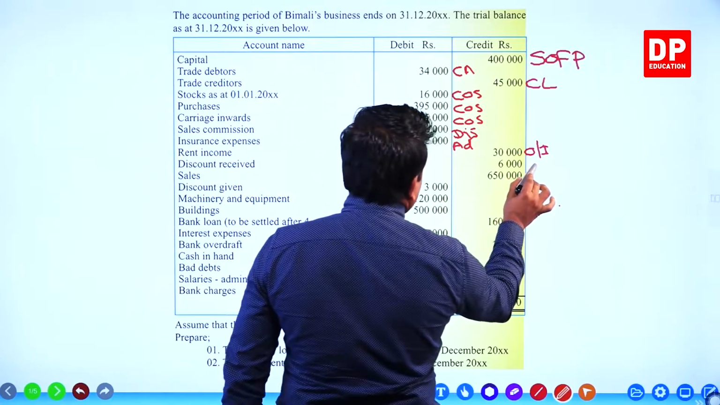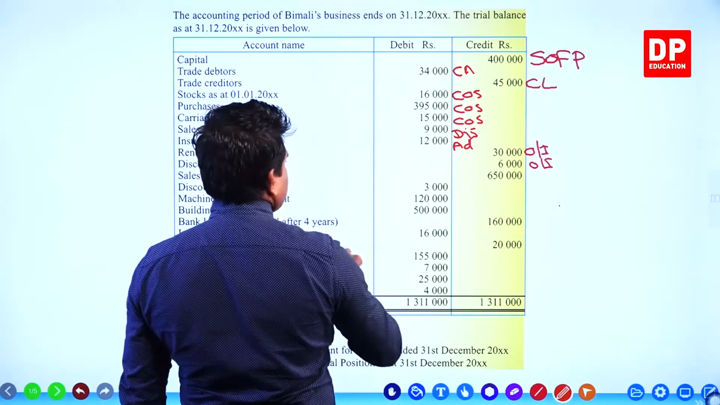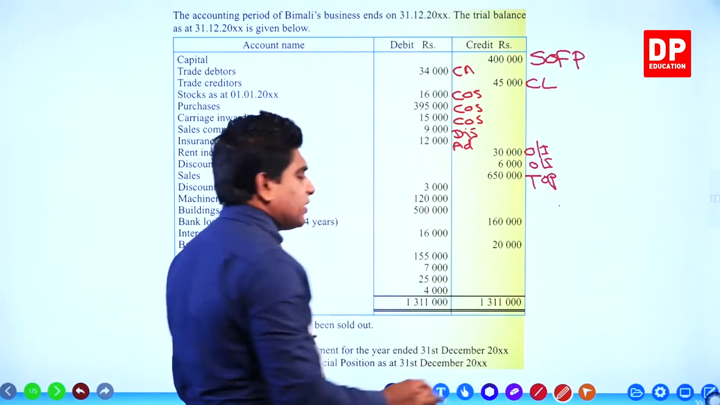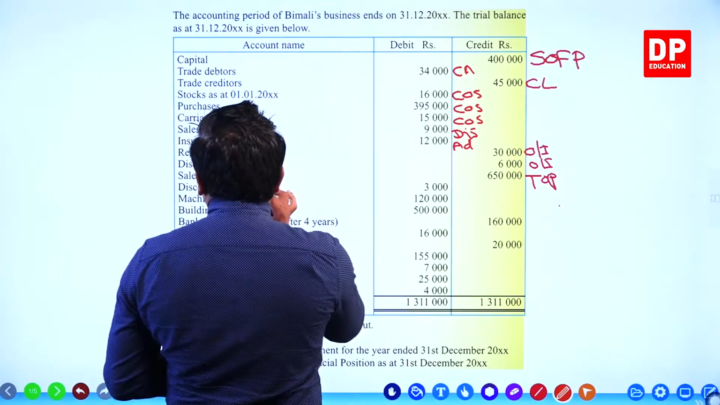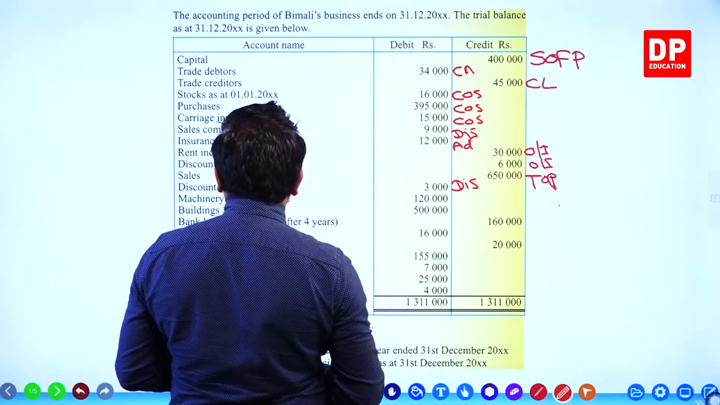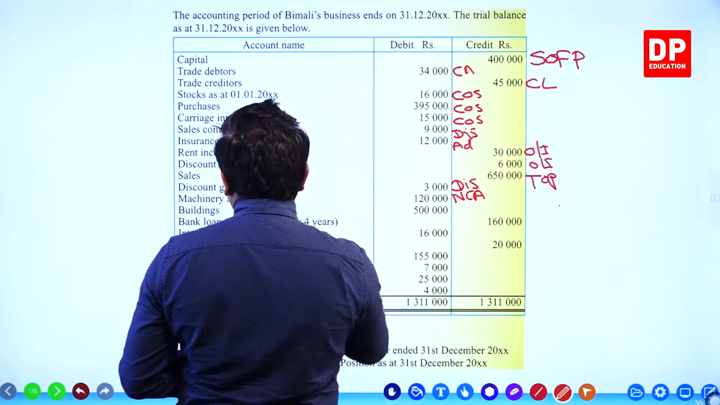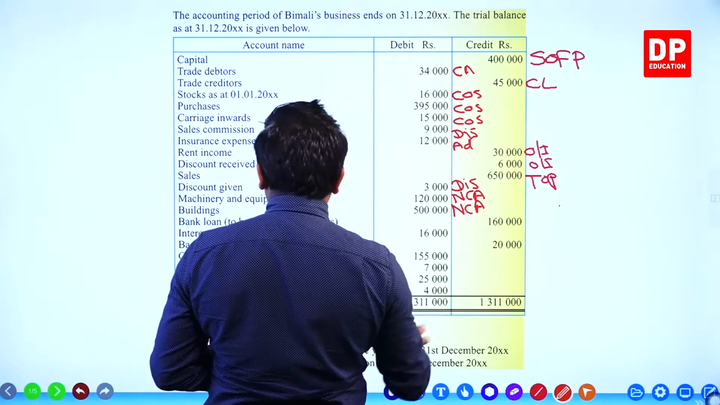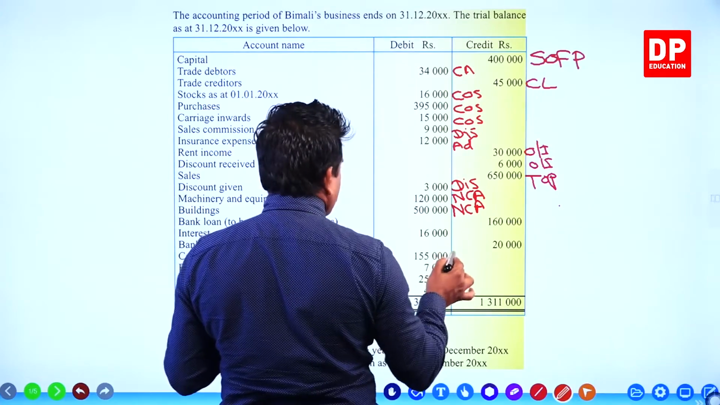Discount received is also other income. You put discount received, yeah, other income. Sales, where? To calculate gross profit. On the top of the profit and loss statement, what do we write on the top? Sales. So you put it at the top. Then discount given, distributing expense, DIS, right? And machinery and equipment, where? Non-current assets. Buildings, also non-current assets, right? Then bank loan to be settled in four years means a long-term liability, no? So non-current liability.